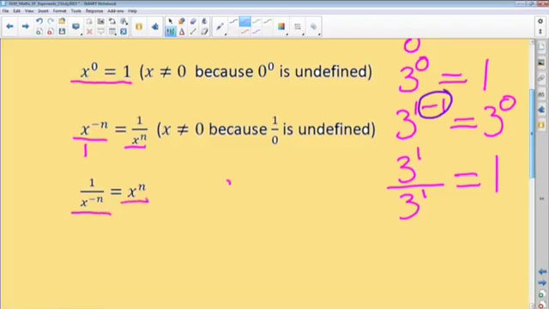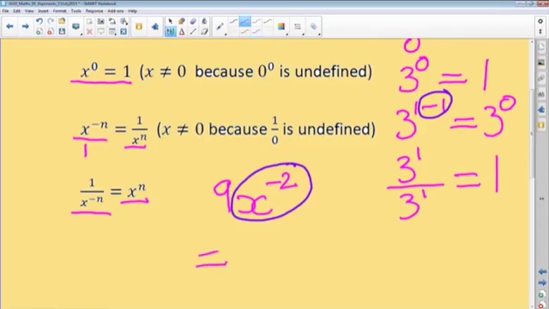Now I'm just going to go over one thing over here. If I had 9x to the power of negative 2, the only base that has a power of negative 2 is the x. So that is the only thing that's going to move position. That means our 9 stays in our numerator and our denominator is x to the power of 2.